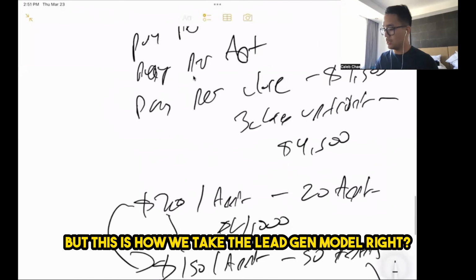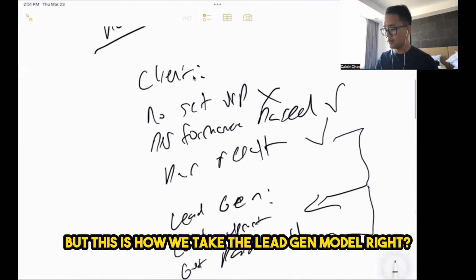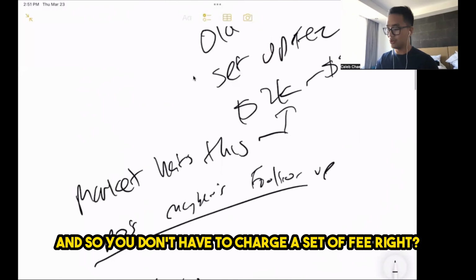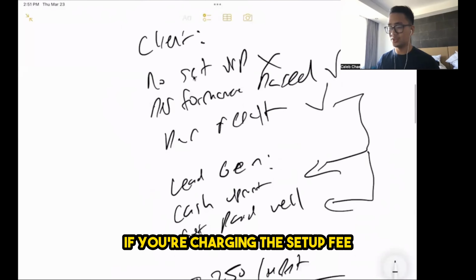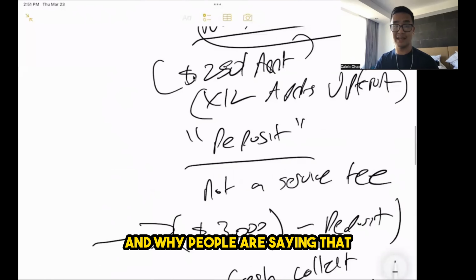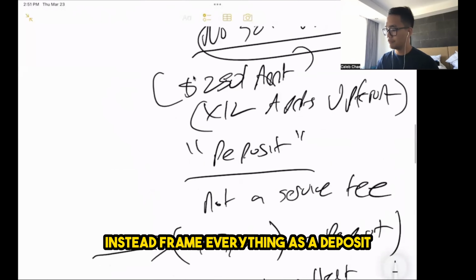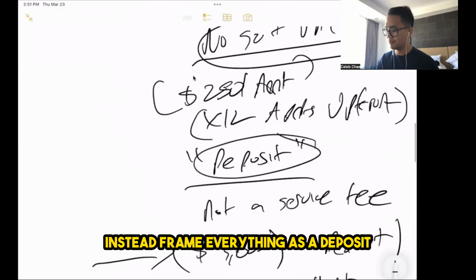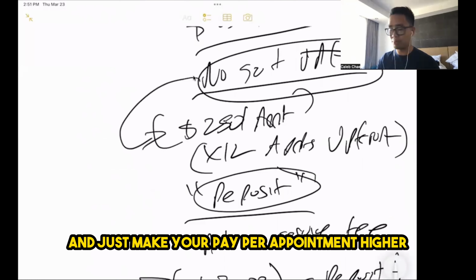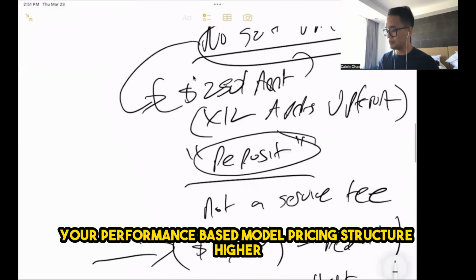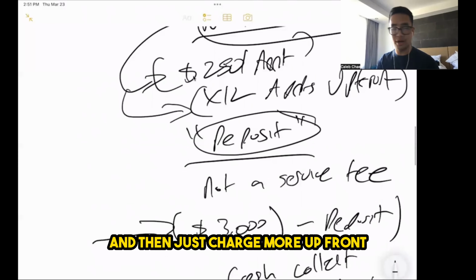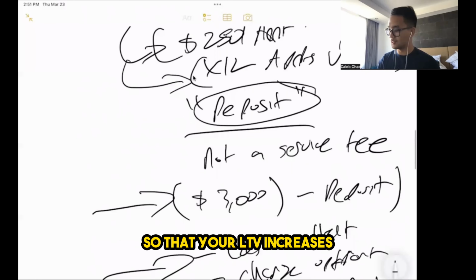But this is how we take the lead gen model, right? Because we are getting paid for appointments. And so you don't have to charge a setup fee, right? If you're charging a setup fee, it's probably why you're getting a low closing rate and why people are saying that they need to think about it. Instead, frame everything as a deposit. If you want to incorporate your setup fee, just make your pay per appointment, your performance-based model pricing structure, higher, and then just charge more upfront so that your LTV increases, right?